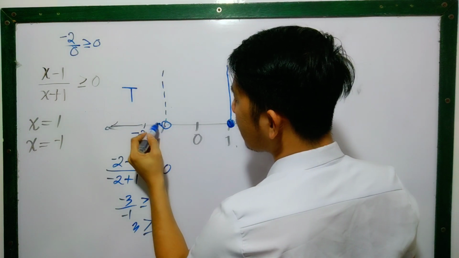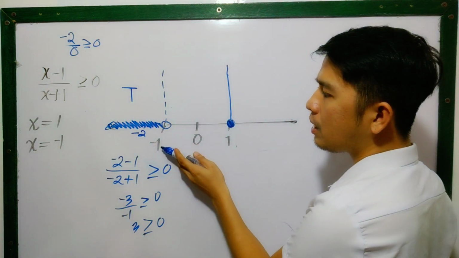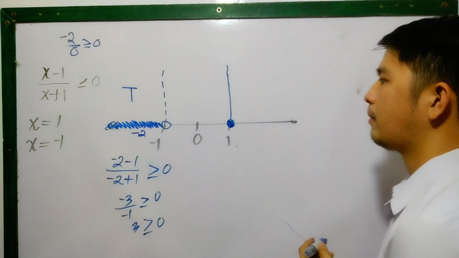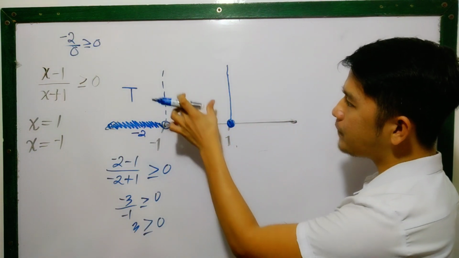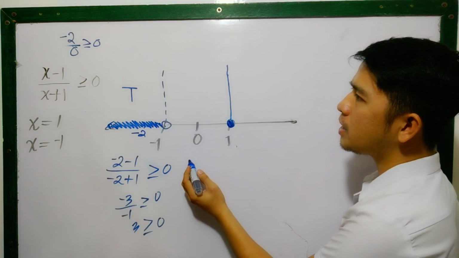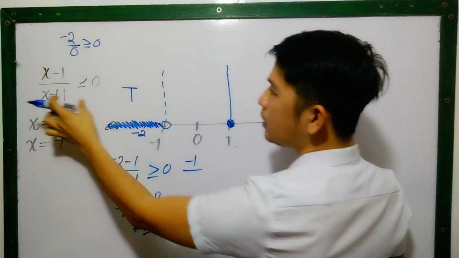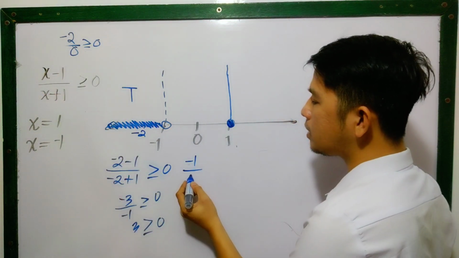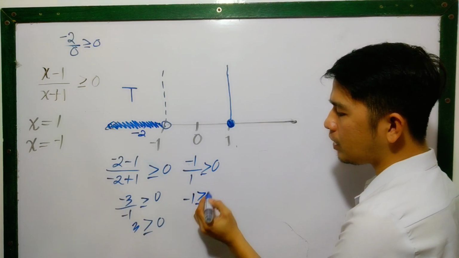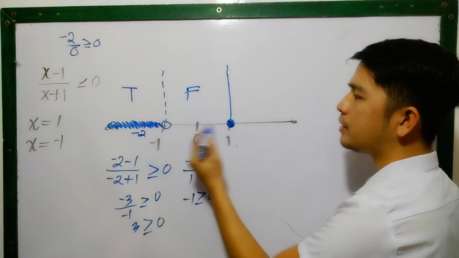So, i-shade natin, no? Since true naman yan. Pero hindi kasama si negative 1. Kasi kung negative 1 ang x mo, magiging ganun siya, undefined siya, no? Next, kuha tayo ng number under this region. So, that is 0. When x is 0, substitute na natin, no? 0 minus 1, negative 1, over 0 plus 1 is positive 1. Greater or equal to 0 ba yan? When you will divide them, negative 1 is greater or equal to 0. This is not true. This is false. So, hindi natin kukuhanin yung mga number under dito.